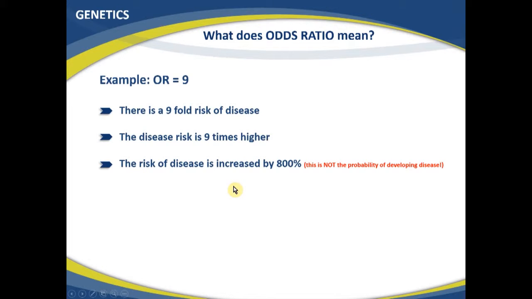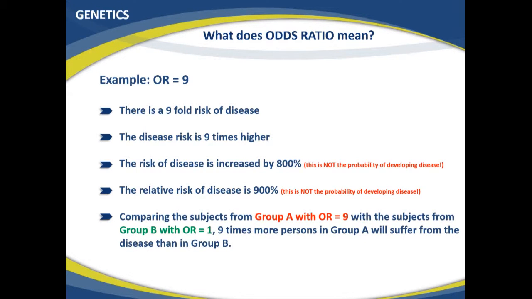The risk of disease is increased by 800%, but be careful, it doesn't mean you are 800% likely to develop the disease, which would obviously be incorrect. The relative risk of disease is 900%. 900% times the risk of disease, not a 900% likelihood of developing it. Be very careful with this information.